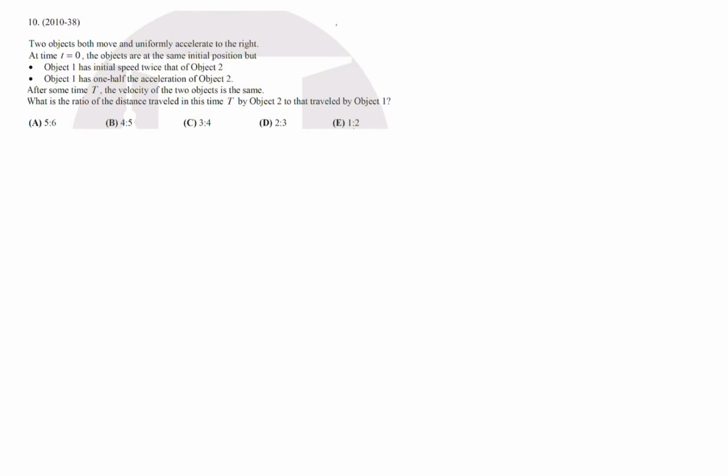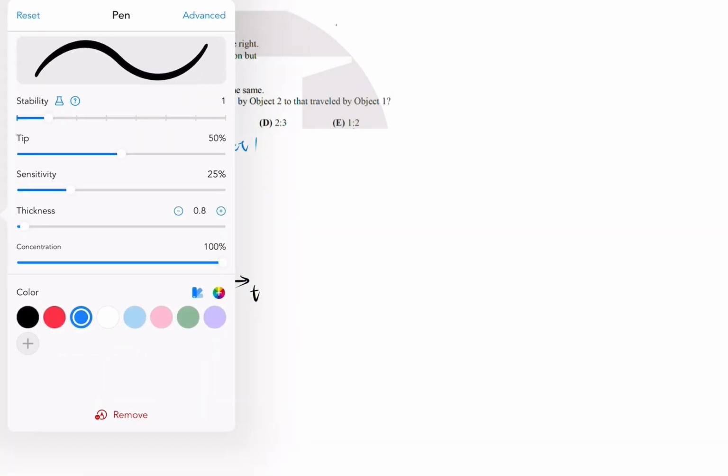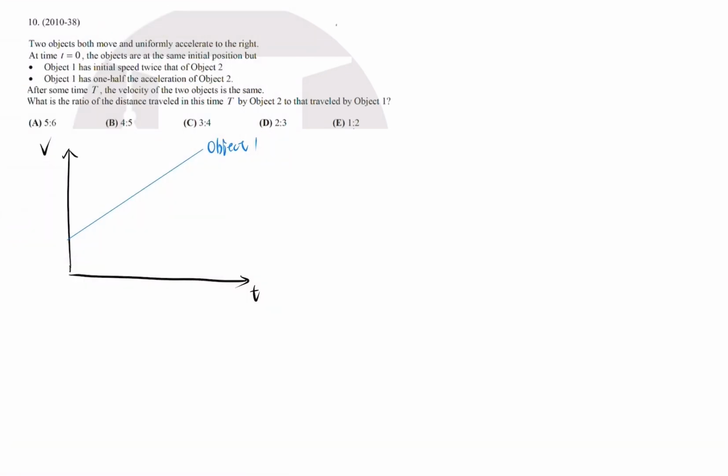Now let's draw a velocity-time diagram to illustrate this. For object 1, it starts off with an initial velocity and accelerates during this time period. And object 2 has half of the initial speed of object 1 and accelerates twice as fast as object 1. So it would look something like this.